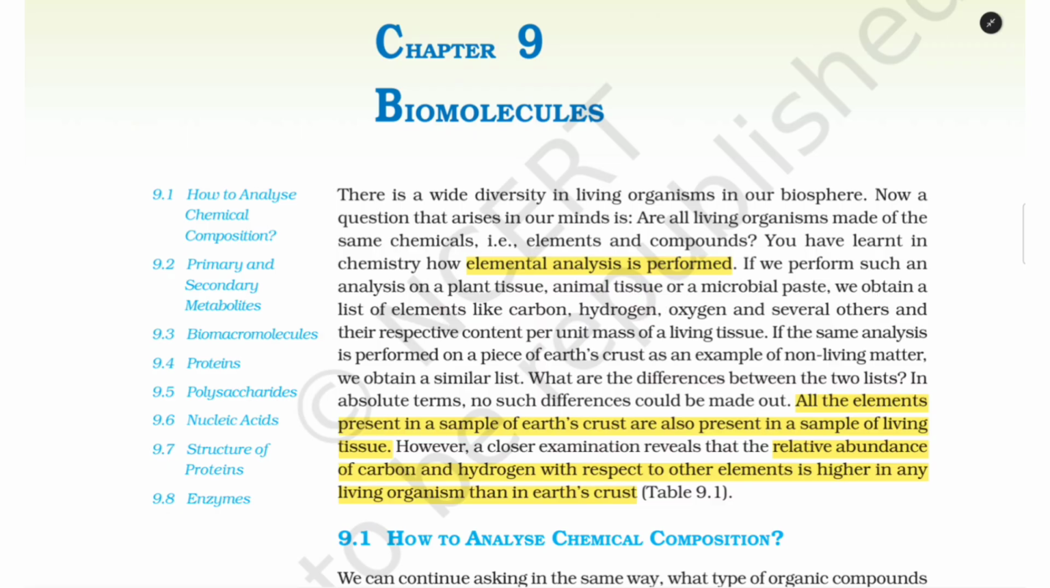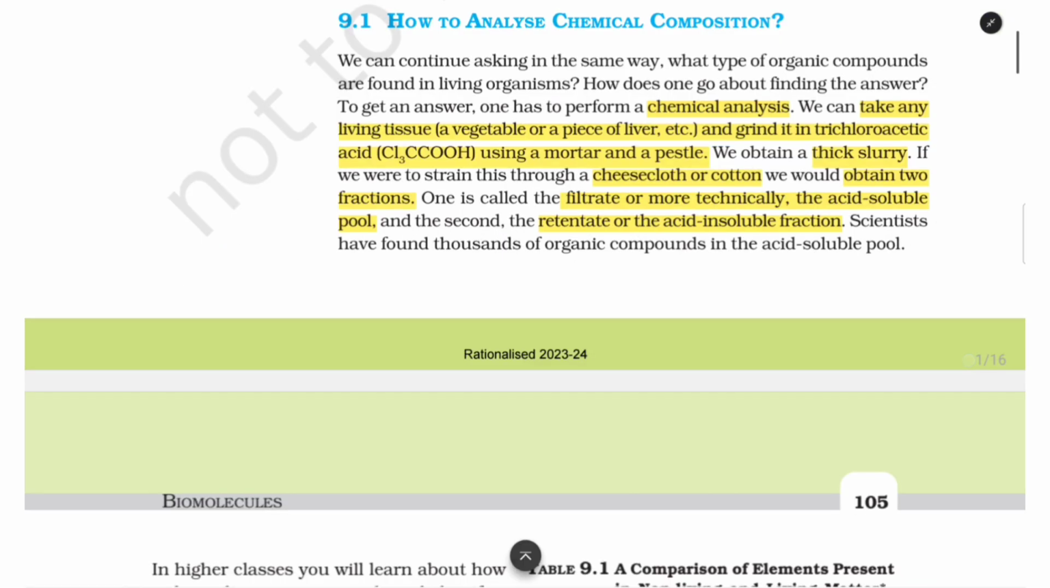If the same analysis is performed on a piece of Earth's crust, as an example of non-living matter, we obtain a similar list. What are the differences between the two lists? In absolute terms, no such difference could be made out. All the elements present in a sample of Earth's crust are also present in a sample of living tissue. However, a closer examination reveals that the relative abundance of carbon and hydrogen with respect to other elements is higher in any living organism than in Earth's crust. Table 9.1.